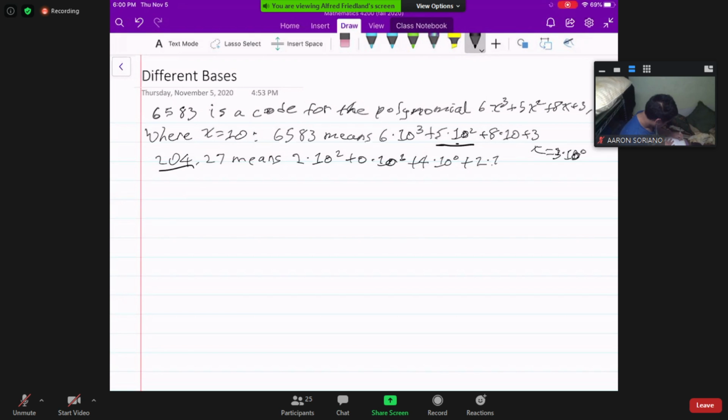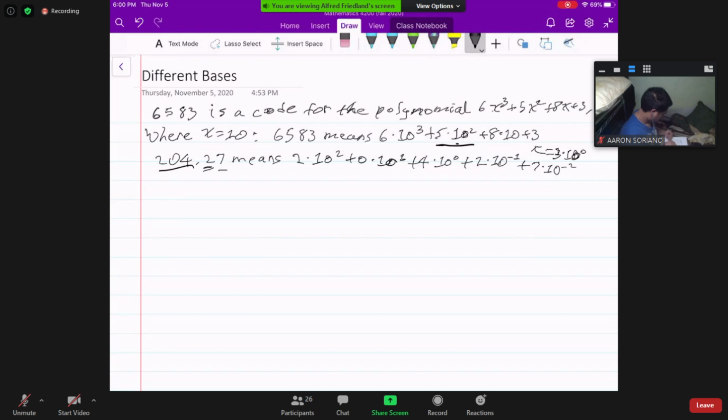2 times 10 to the negative 1, right? Isn't that how you would read this too? It's 2 tenths. Well, what's 10 to the negative 1? It's 1 over 10, so it's 2 tenths, plus, and the 7 is in the hundredths column. That's really 7 times 10 to the negative 2, so it's 7 hundredths. Well, 10 to the negative 2 is 1 over 10 to the positive 2, which is 1 over 100, which is 100th. And so it's 7 hundredths.